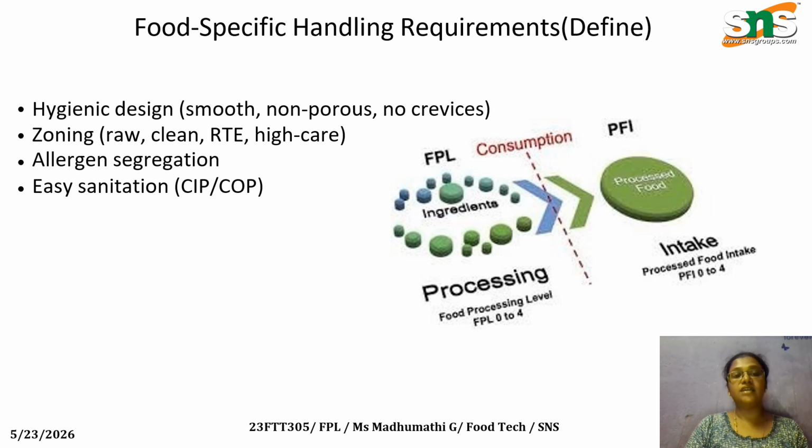Next is allergen segregation. If dealing with any allergenic food materials, that segregation has to be taken much care of. And sanitation must be easily implemented, that is clean in place or clean out of place, which has to be properly centralized and implemented in any type of industry, because sanitation also plays a major role in maintaining hygiene practices in any industry.